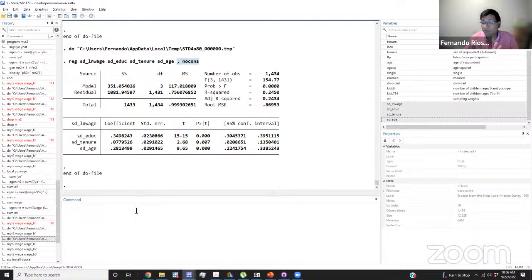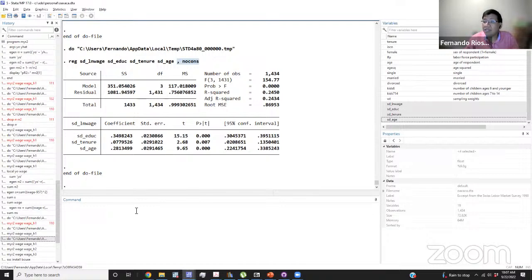Now, how do we interpret these coefficients? The interpretation should be what happens with the distribution of log of wages when there is a 1 standard deviation increase in education. So, for example, if there is a 1 standard deviation increase in education, your wages should increase in about 0.35 standard deviations. If there is a 1 standard deviation increase in tenure, your wages are going to increase in 7.8 standard deviations. If your age increases in 1 standard deviation, your wages should increase in 0.28 standard deviations.